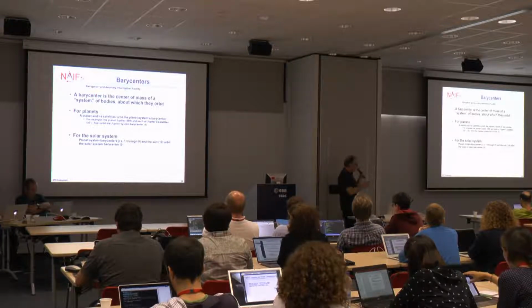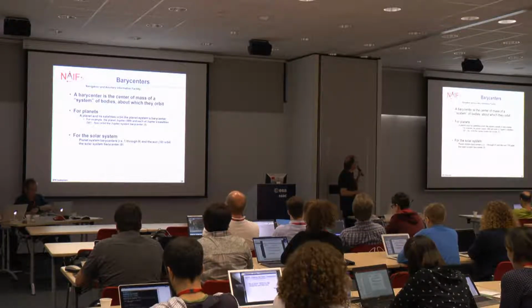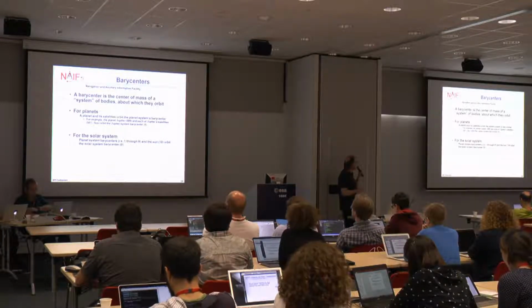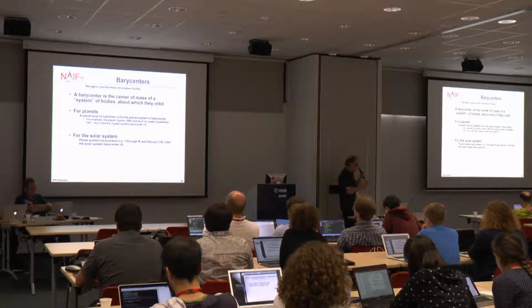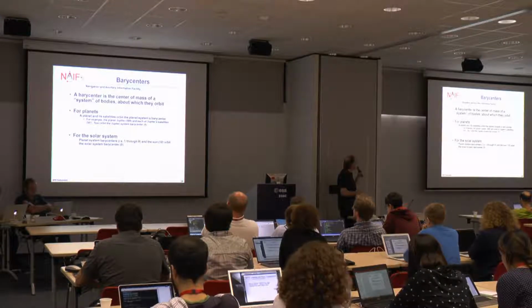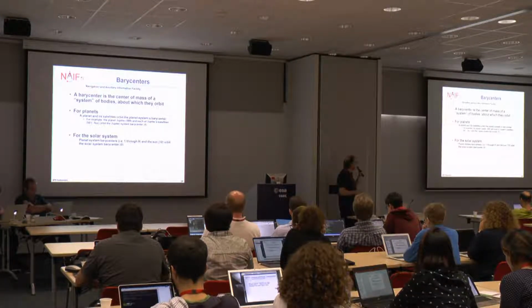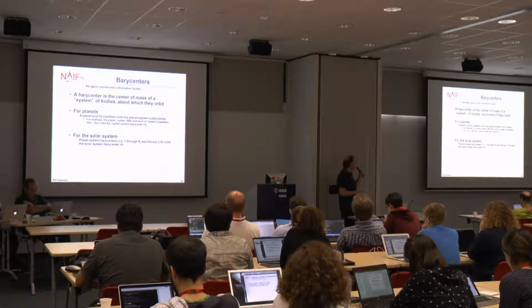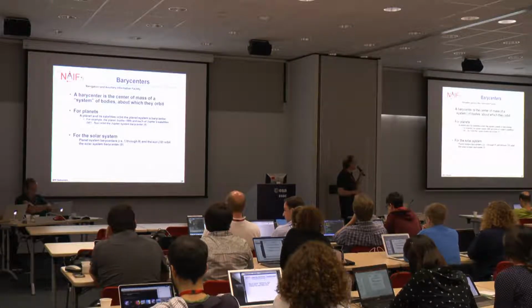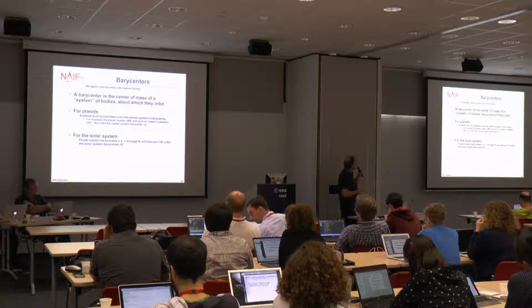A little bit about barycenters. A barycenter is the center of mass of a system of bodies. For planets, it's the planet and the satellites that orbit the planet's barycenter. For example, Jupiter itself and its satellites orbit the Jupiter system barycenter. When we say orbit, we don't mean that dynamically. We mean that it's a center of motion in SPICE terminology.